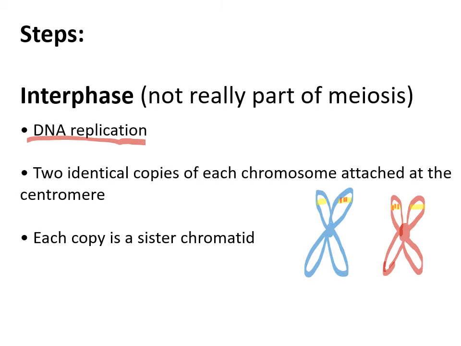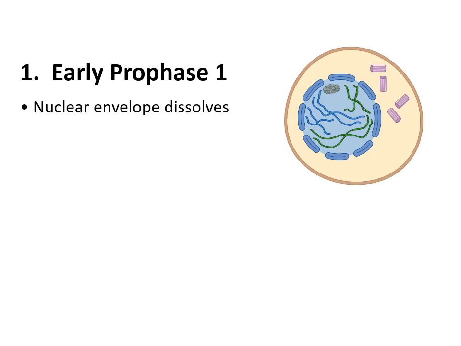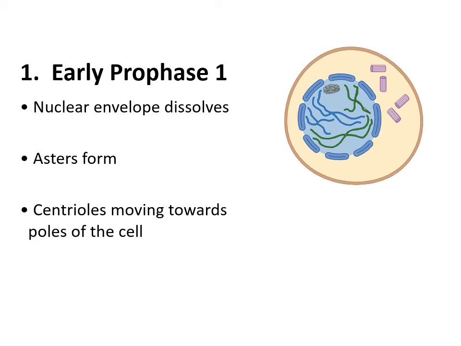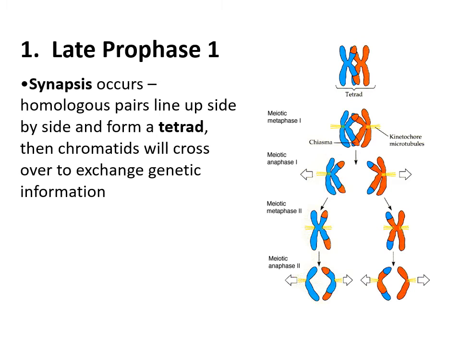So each copy is a sister chromatid. Again, this is a chromatid, and that is a chromatid joined at the centromere. We call those sister chromatids while they are attached. Early prophase 1, similar to mitosis in that the nucleus is going to dissolve. The asters form, which is associated with the spindle fibers. Centrioles are going to move towards the poles of the cells, very similar to mitosis.